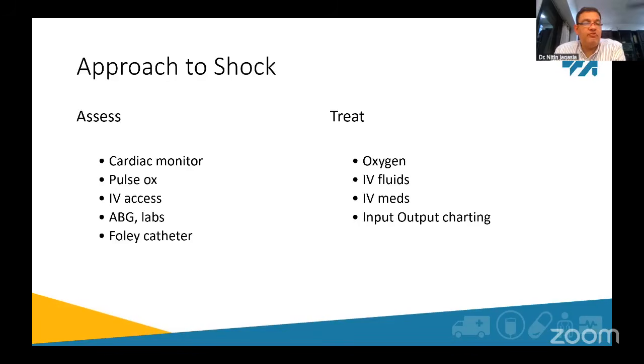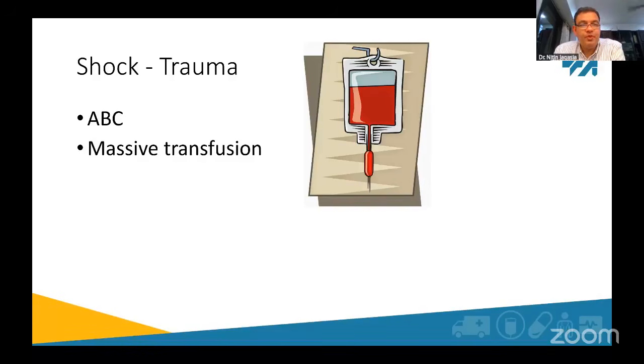Obviously, if you're not having a response, like we were taught with ATLS, you've got responders where the tachycardia comes down, the BP climbs up. You've got transient responders where the BP comes up but drops straight back down. And you have non-responders. So if you're looking more at transient and non-responders, you're already thinking about blood products. But while you don't have bloods, it's the balanced crystalloids.